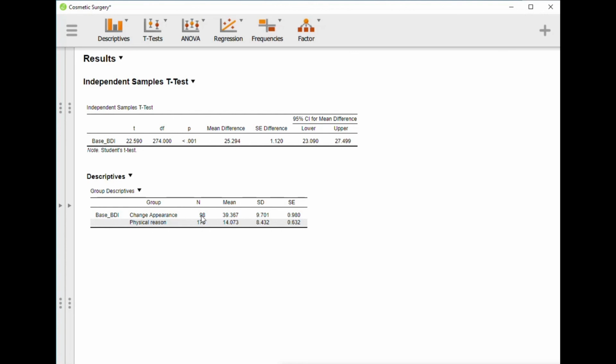And we can see the change appearance group, on average, their depression scores were about 40. And for the physical reasons group, their depression scores were about 14. Although the standard deviations aren't that much different, right? They're still spread out around 8 to 9, 8.5 to 10. So hopefully that helps to clarify this example. We are going to be using this same example in the next classwork. Actually, not the next classwork, in classwork 22, when we do our introduction to ANOVA. So keep this in mind. We will be coming right back to this example.